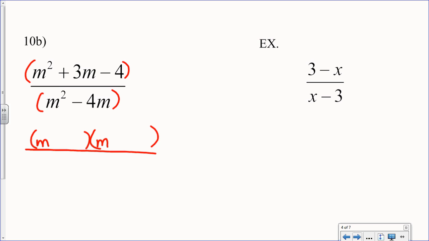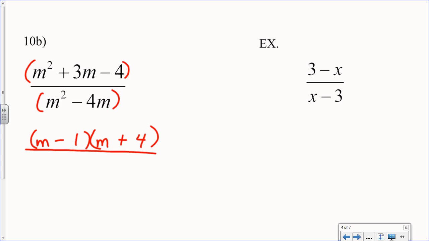I multiply to be negative 4, add to be 3. So I know I want to use 1 and 4. Since I multiply to be a negative number, I need one positive, one negative. I want to add to be a positive 3. So which one of these is going to be positive, the 1 or the 4? The 4. Good.